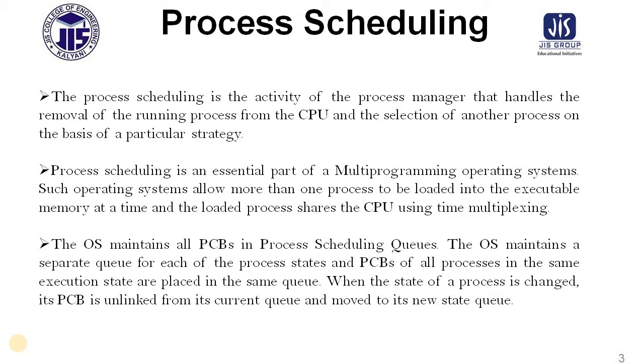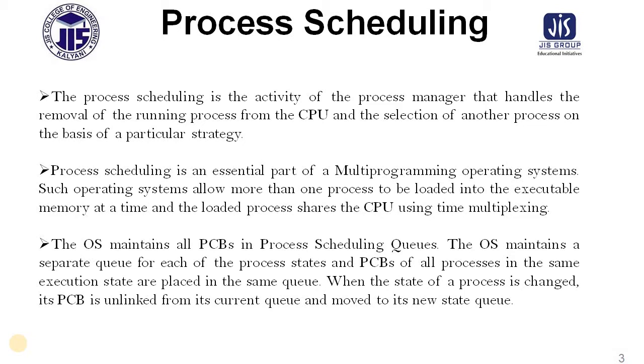So what is process scheduling? Process scheduling is the activity of the process manager that handles the removal of the running process from the queue and the selection of another process on the basis of a particular strategy. Process scheduling is an essential part of a multi-programming operating system. Such operating systems allow more than one process to be loaded into memory, and the loaded processes share the CPU using time multiplexing.